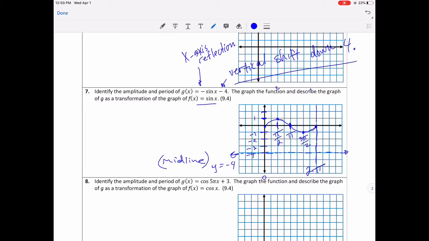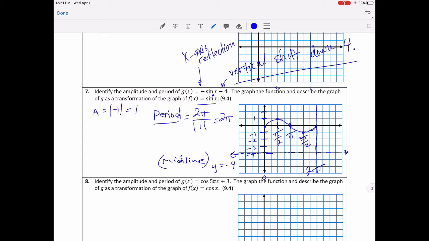Okay, so again, let's do amplitude. The absolute value of negative 1 is 1, so our amplitude is still 1. How about our period? Well, that's 2 pi over the absolute value of b. In this case, what's in front of the x here? Nothing, just a 1. So our period is still 2 pi.